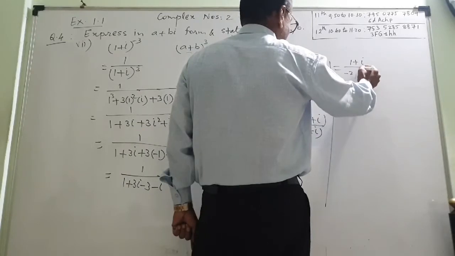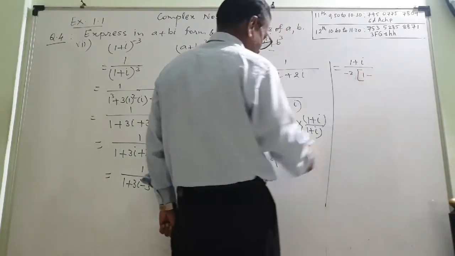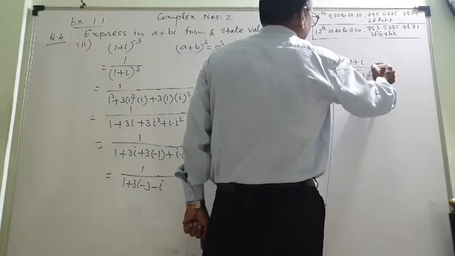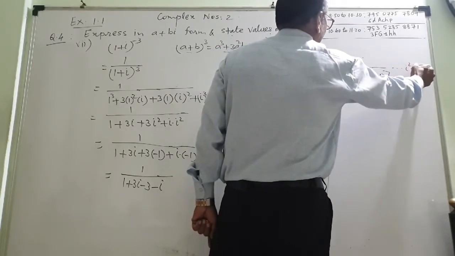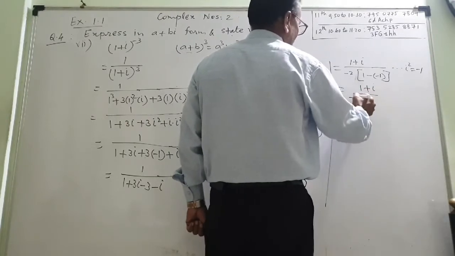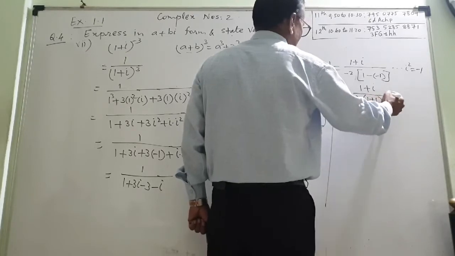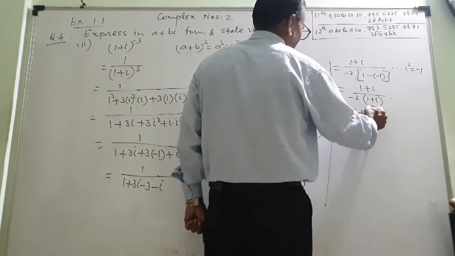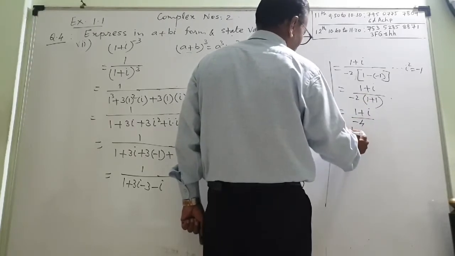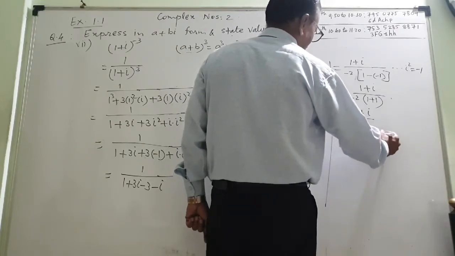Now I will change this bracket because here I have to put the value: 1 minus i square means minus 1. Here I will give the reason: i square equal to minus 1. That is equal to 1 plus i upon minus 2 into this is 1 plus 1. So that is equal to 1 plus i upon minus 4, and this is equal to minus 1 upon 4, minus 1 upon 4 i.